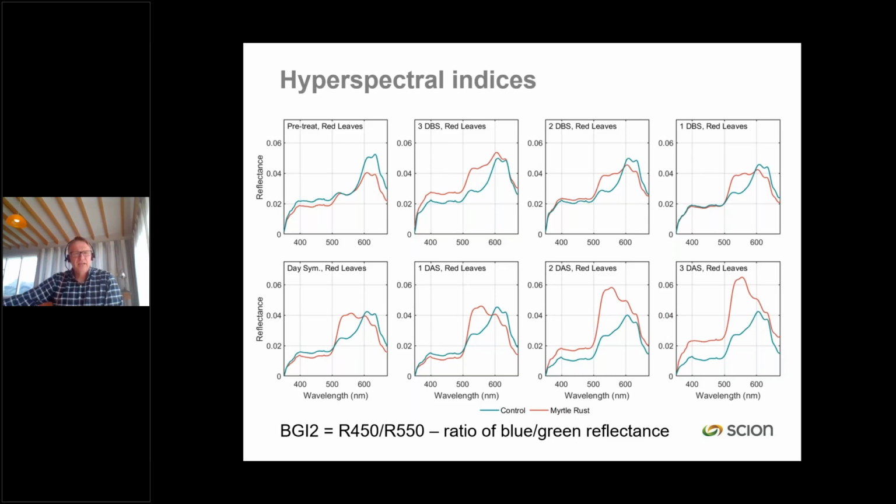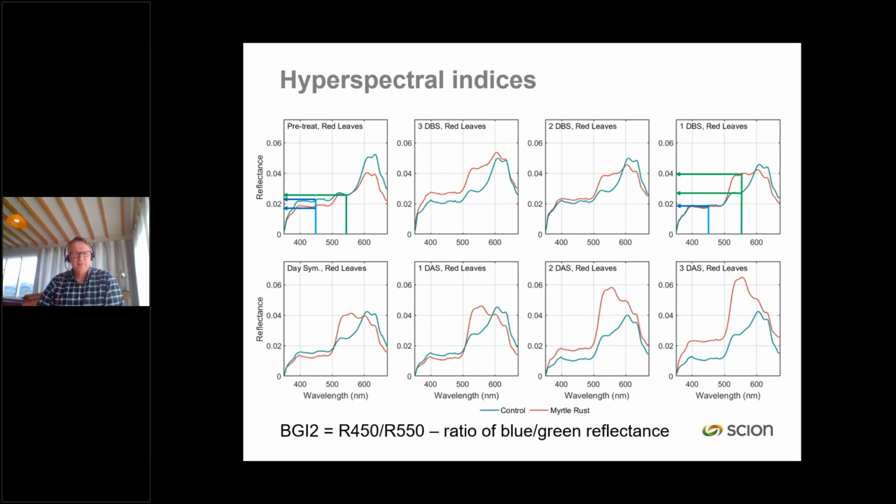If we just have a look at the top left graph, you can see that in the pre-treatment stage, the reflectance was fairly similar between the 2 treatments, but if we go right across to the right-hand side of the figure, you can see that the reflectance for the Myrtle Rust was increased around about 550 nanometers, and this is because chlorophyll was reduced at this stage, because this part of the spectrum is a very good proxy for chlorophyll content.